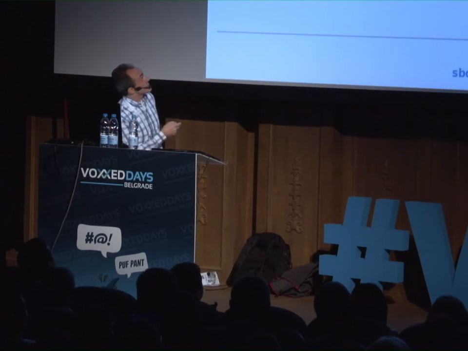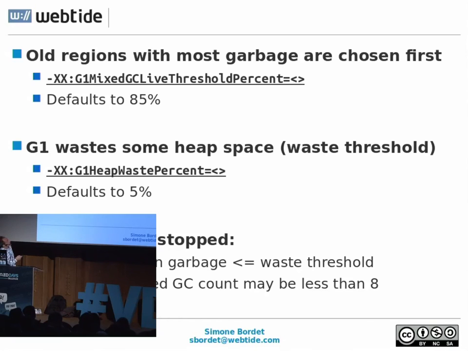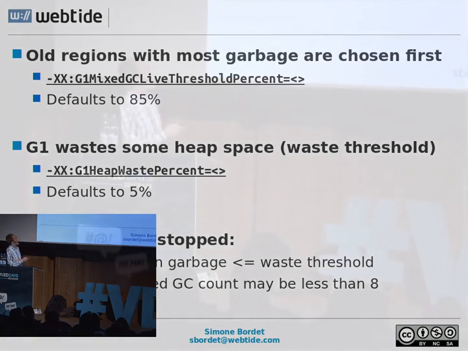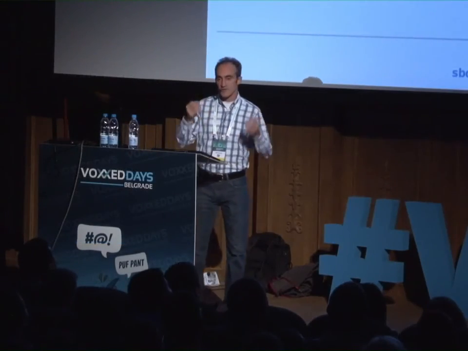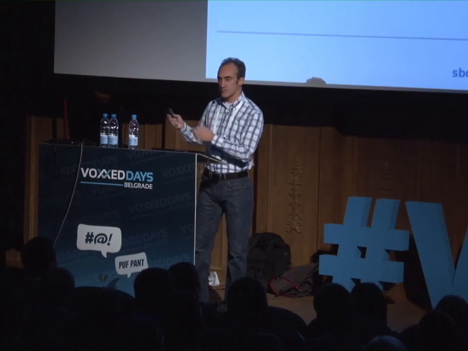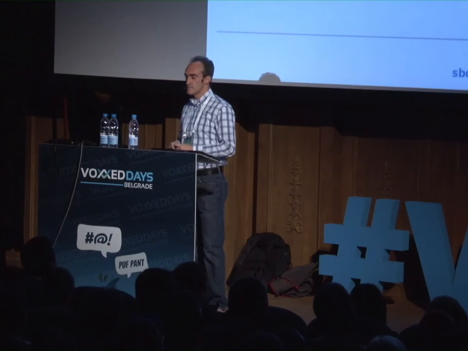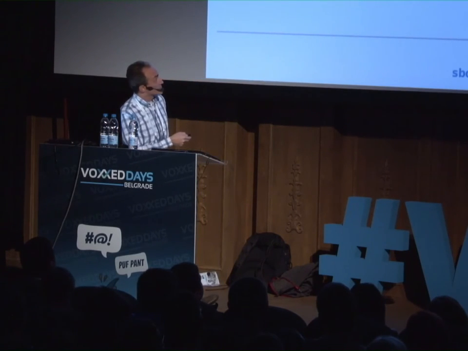So this is controlled by these two parameters. The regions with the most garbage are chosen first, but I can afford to waste some heap space. So I'm basically saying, well, you know what, waste 5% of the heap and retain some garbage in there, don't even bother to process that garbage. And so mixed GCs are stopped whenever the old region garbage is less than the waste threshold.